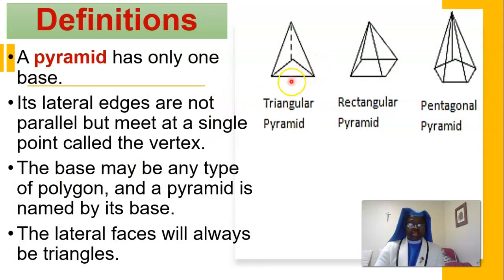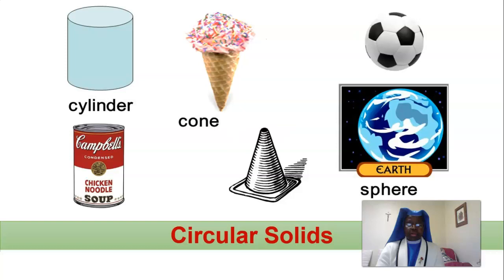Now, pyramids have only one base, and then a vertex that is pointed. Like prisms, they are named based on the shape of the polygon that is the base. If the base is a triangle, it is a triangular pyramid. If the base is a rectangle, it is a rectangular pyramid. If the base is a pentagon, it is a pentagonal pyramid, and so on. The lateral faces are always triangles, unlike prisms, where the lateral faces are always rectangles or parallelograms.